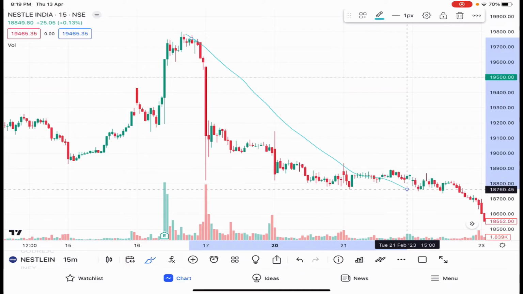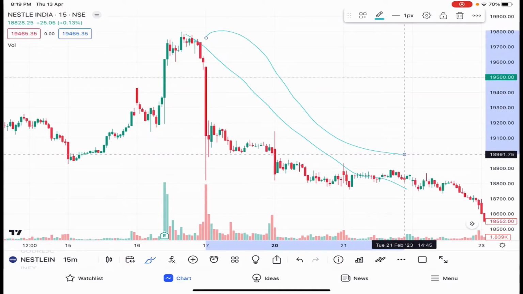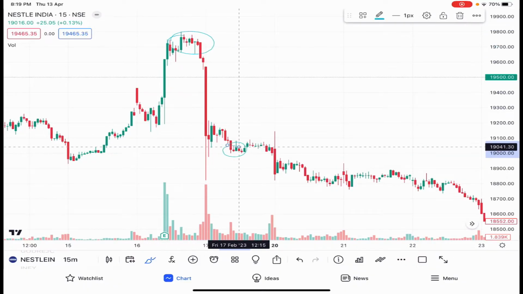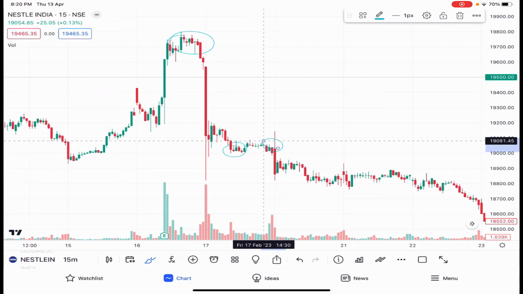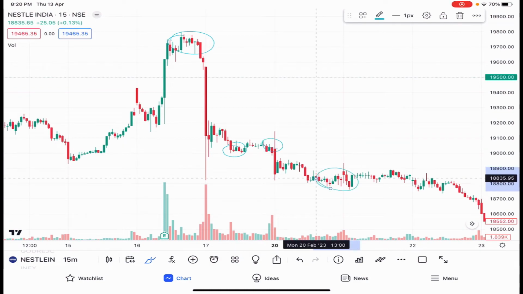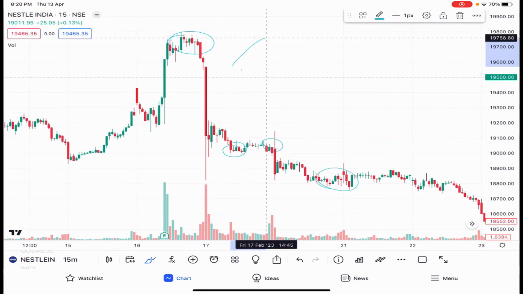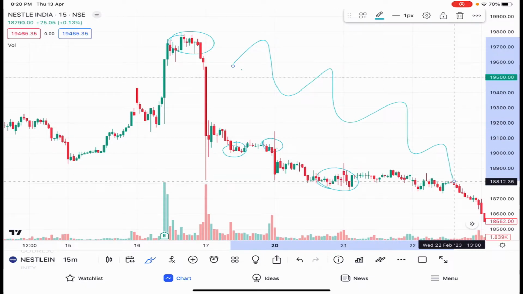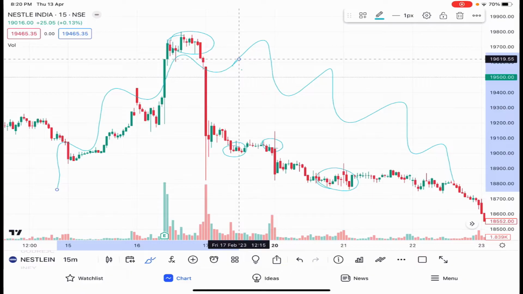What is happening? The price is falling down. The price is basically going down, right? This is the high. This is the low of the market. This is the high of the market. This is the low of the market. So when a stock price goes like this, it means that it is in a downtrend. And if it is going upwards, it means it is in an uptrend.